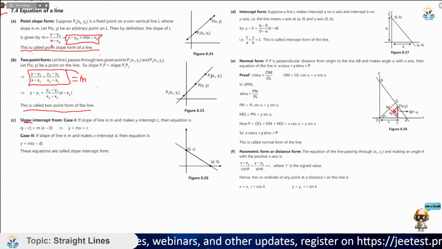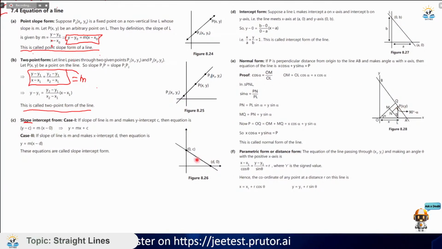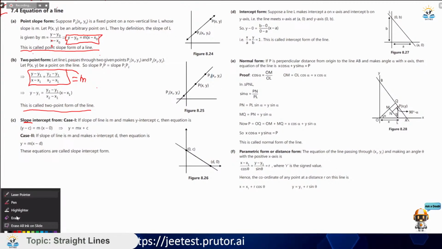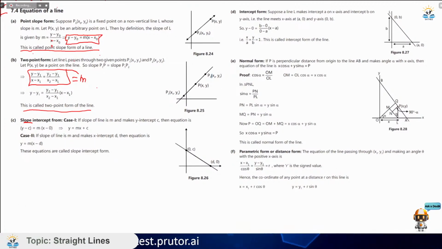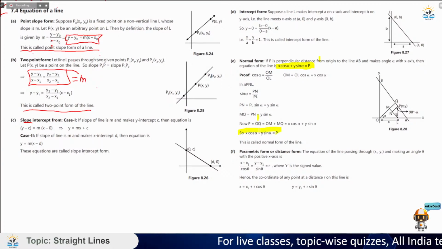So our equation of line will be like this, where p is nothing but the perpendicular distance. Okay, এটা আমরা মার্ক করে দেব, important. This is important. This is the normal form. When you have given an angle, then you have to take normal form. So x cos alpha plus y sin alpha is equal to p. This is the normal form of the line.